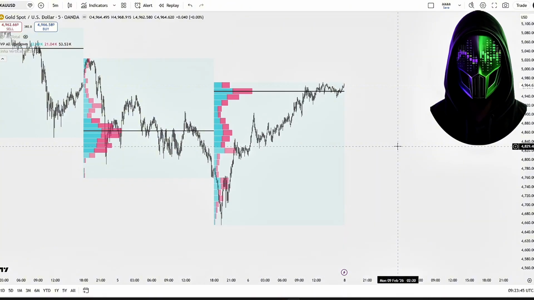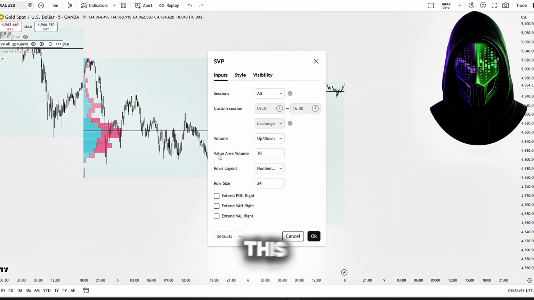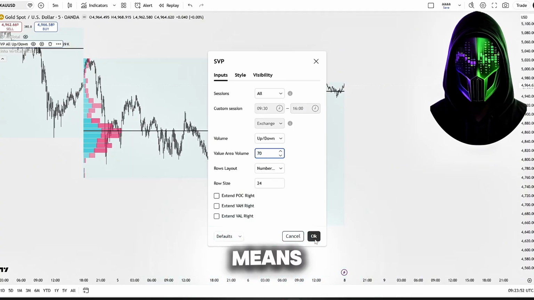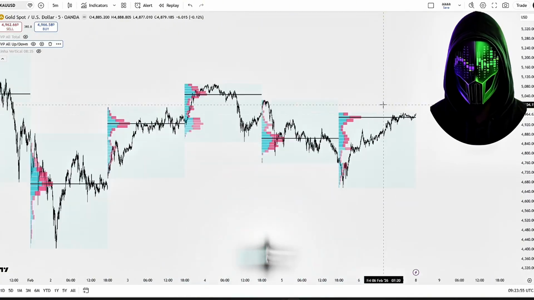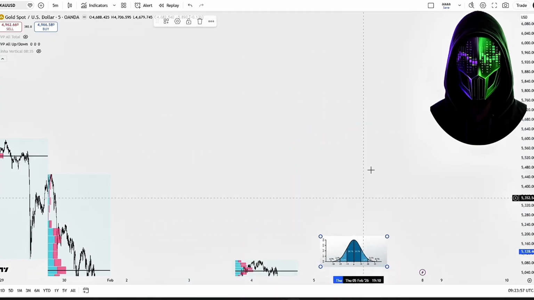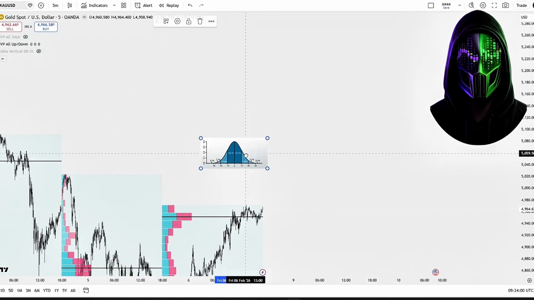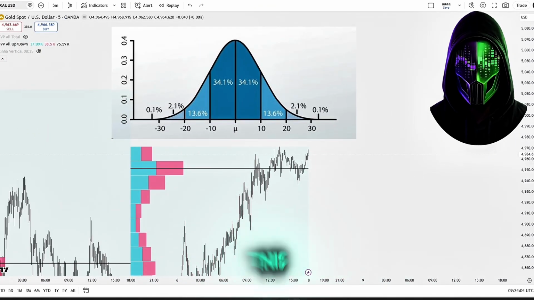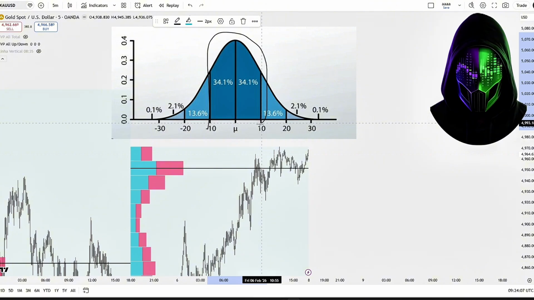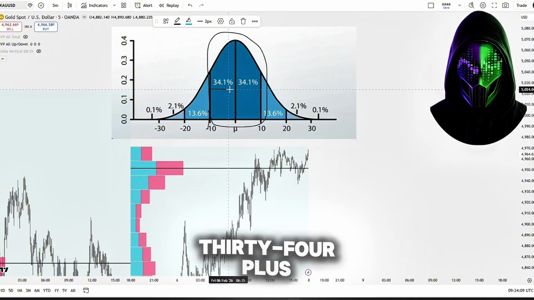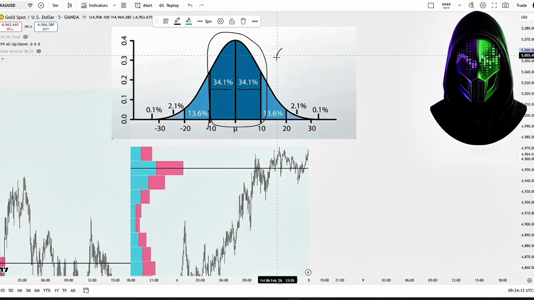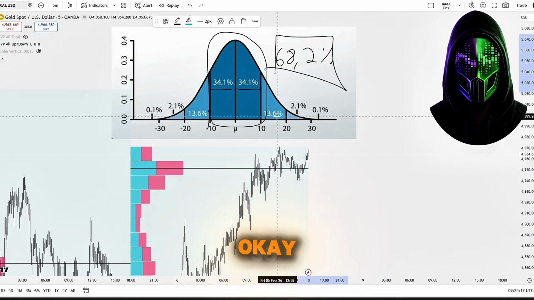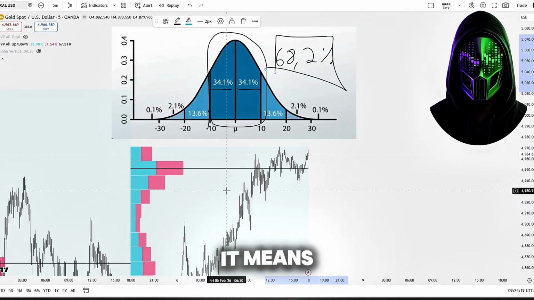And in inputs, you see by default this value area number comes as 70. And what does this 70 mean? This is why I kept this image right here, because this 70 is a conjunction of both zones right here. 34 plus 34.1, we have 68.2. So this is what the 70 means.